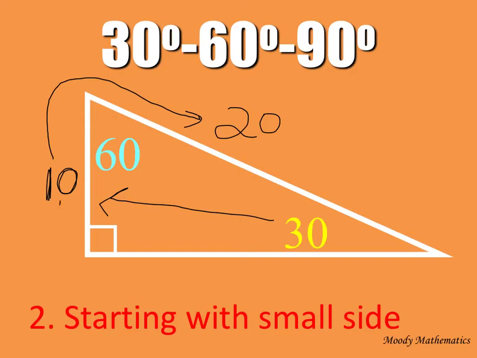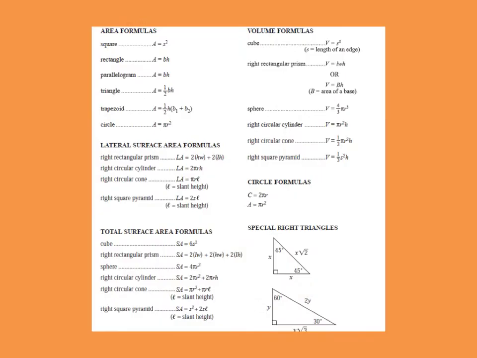And if this is 10, this has to be what? 10 root 3, which is not 30. And that was both of those starting with opposite 30. This is just a reminder that when you do the MCAS, the relationship is going to be on the MCAS formula sheet.